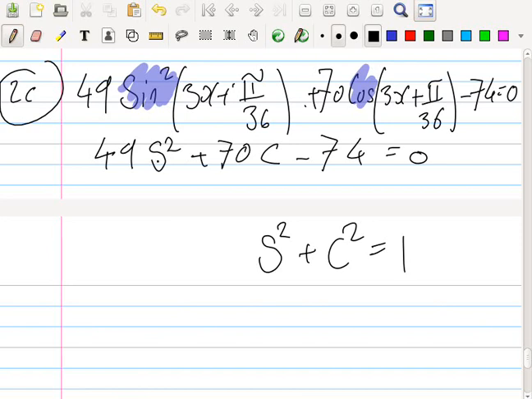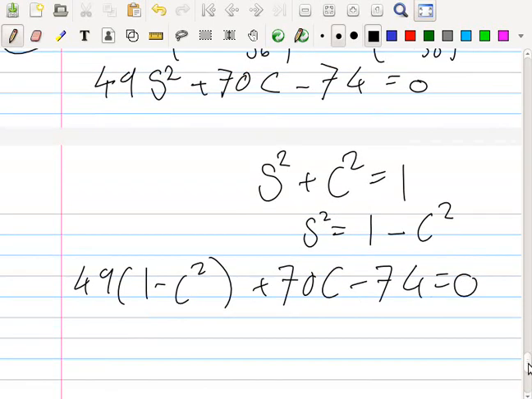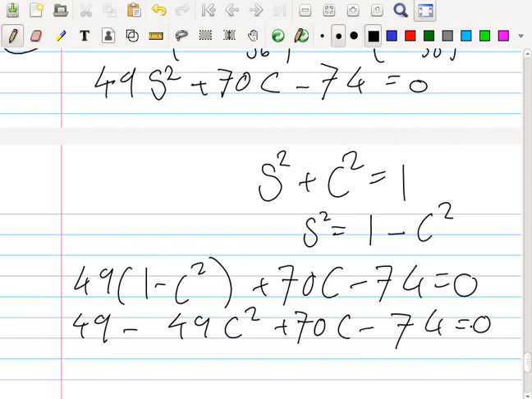So I can convert the sine squared into 1 minus cos squared. So I get 49 times 1 minus cos squared plus 70 cos minus 74 equals 0. So I get 49 minus 49 cos squared plus 70 cos minus 74 equals 0. So that's minus 49 cos squared plus 70 cos, 49 minus 74, minus 25. What is it? Minus 25?